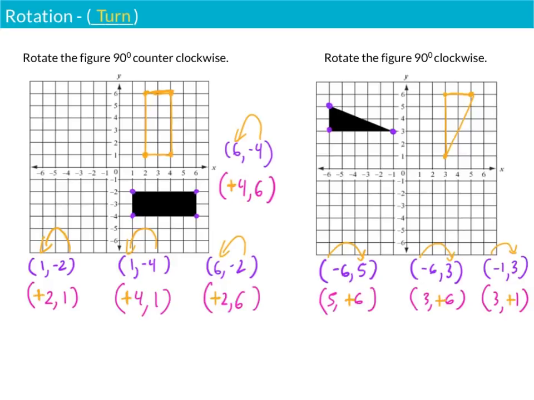Notice that my shape is still congruent. It's the same shape as it was before, same size. Again, rotation is going to produce a congruent shape. Now let's take a look at rotating 180 degrees.